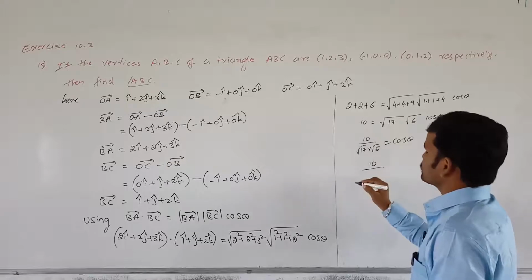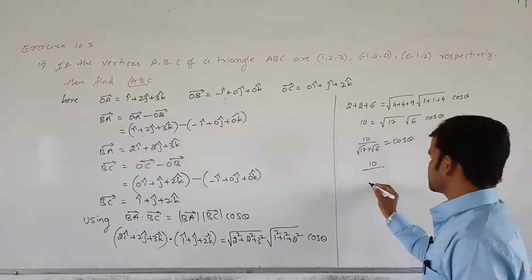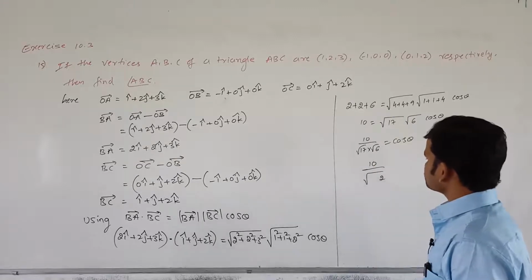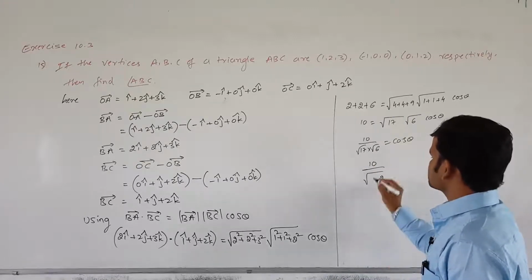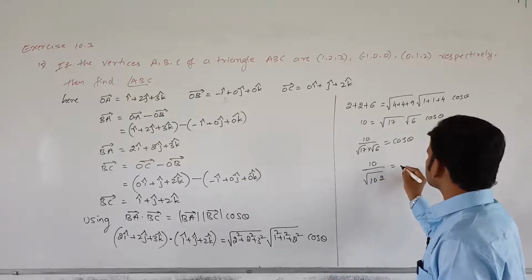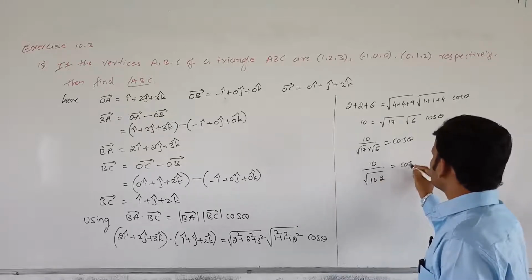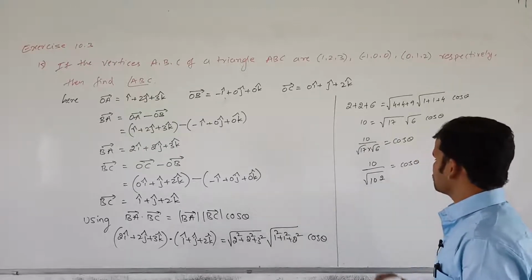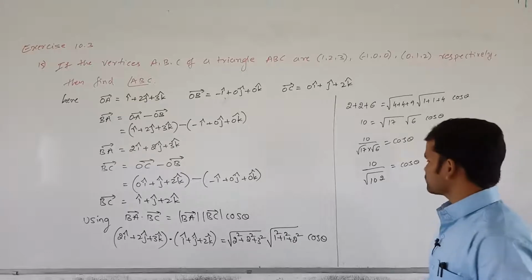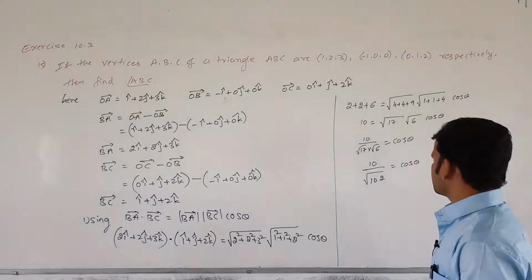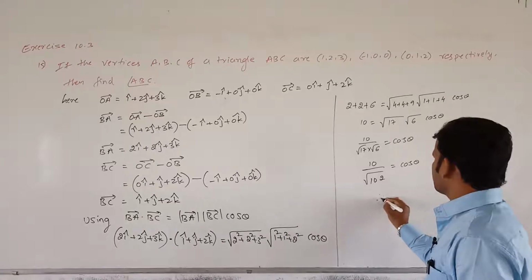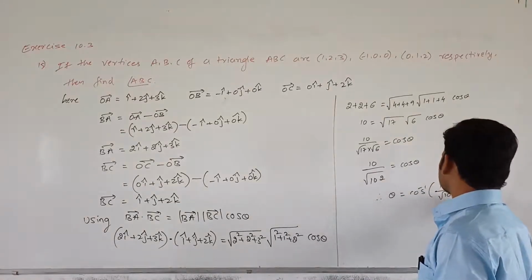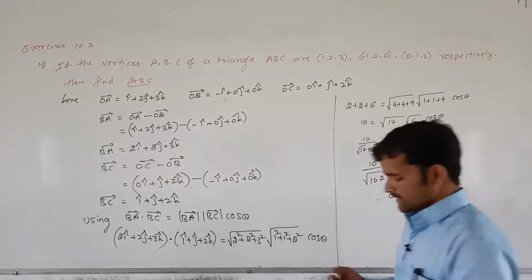10 divided by root A into root B is root AB, that is square root of 6 sevens are 42, 4 carry, and 6 sevens are, this is 102. 102 is equal to cos theta. You can leave it here. If you want to simplify further, there is no perfect square which is multiplying with 102, hence you can leave it here. Therefore theta is equal to cos inverse of 10 by square root of 102 is the answer.